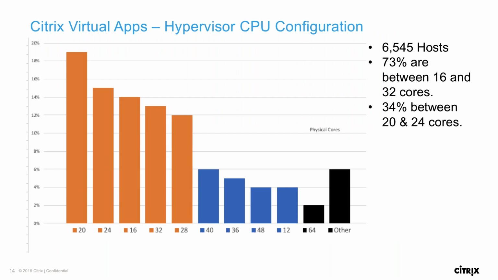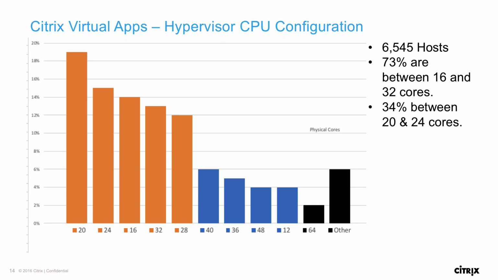What you see here is an analysis of 6,545 hosts that were running Citrix Virtual Apps as a VM. We looked at the CPU configuration. Percentiles are on the y-axis, physical CPU cores are on the x-axis. 73% of the customers that we have have between 16 and 32 cores on their hypervisors that are running Citrix Virtual Apps. So that's the most common you see.